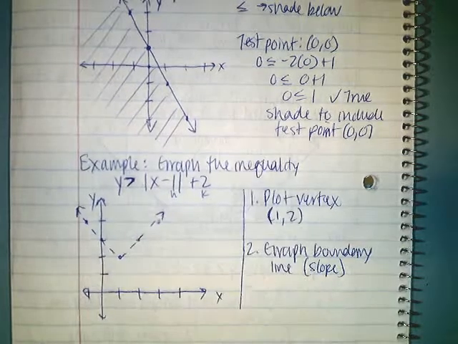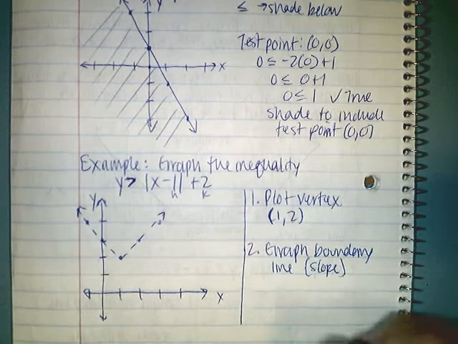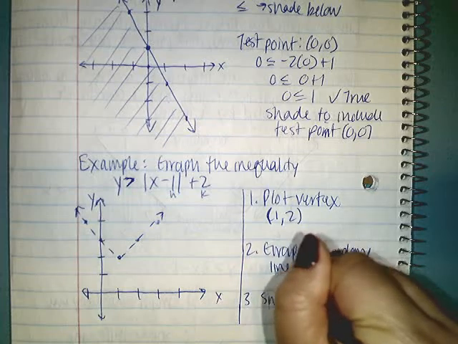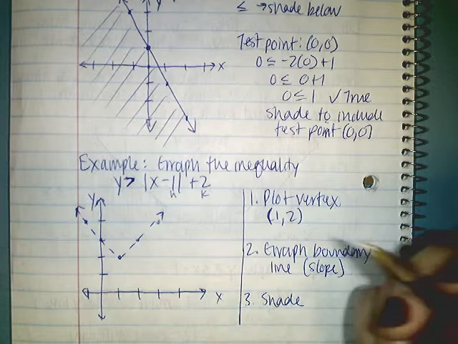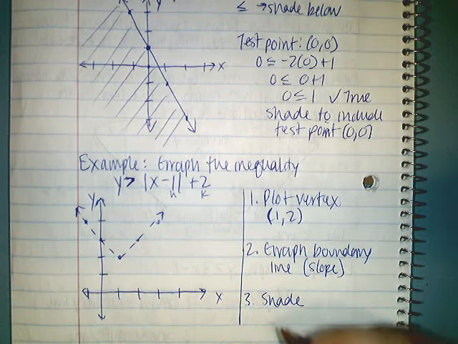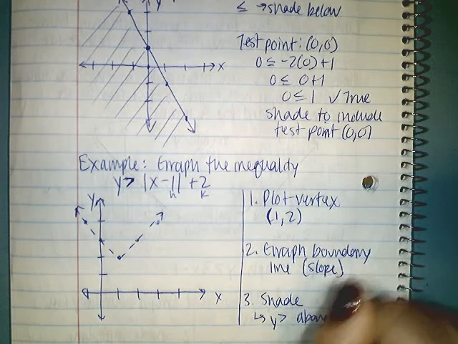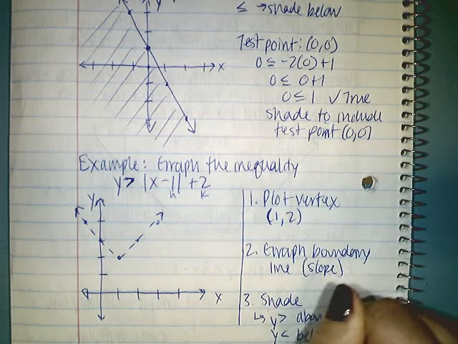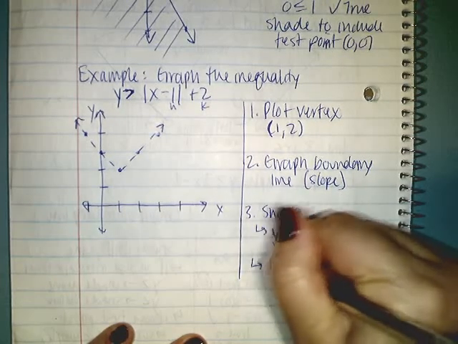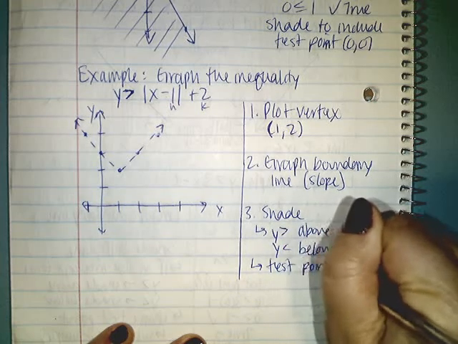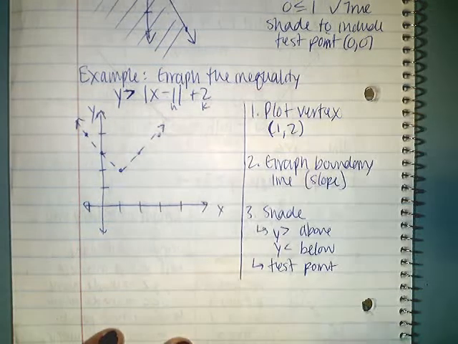And then that part is done. So I've plotted my vertex, I graphed my boundary line. I know it's supposed to be dashed because it's not equals to. So then my last step is going to be to shade, and this follows the same rules. If y is by itself, you shade above if it's greater than, or below if it's less than. But you can also use a test point. So again, for the sake of example, I'm going to use a test point, though I know since it's y is greater than, I'm going to shade above in this section.